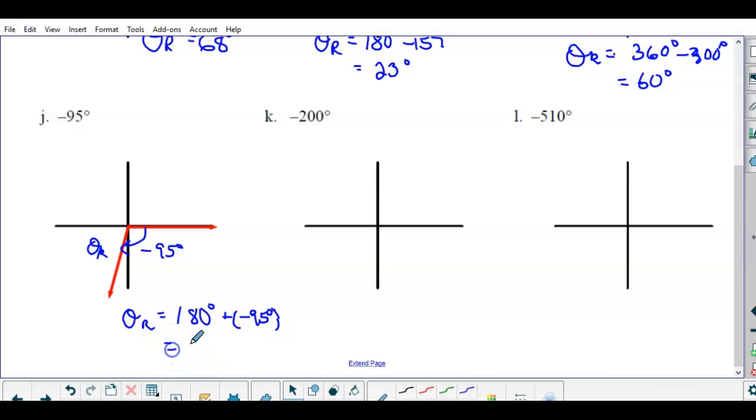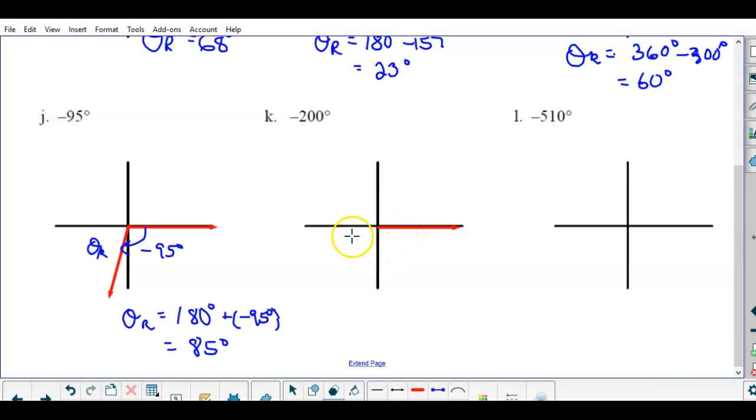And so that's going to be 85. When you're asked to do this, we're not going to ask for your work. You just have to state the answer. Okay, next one, initial arm, negative 200.